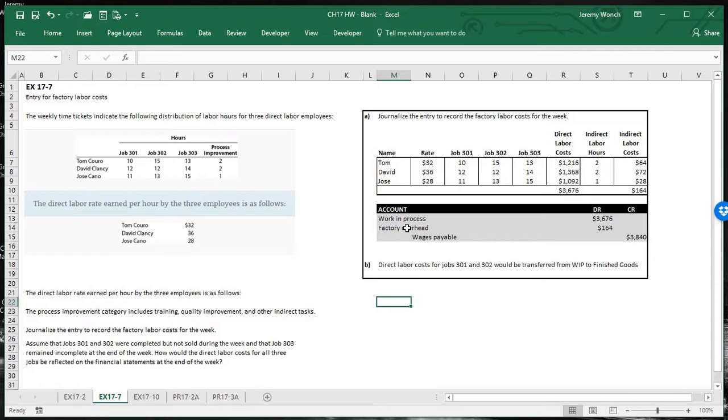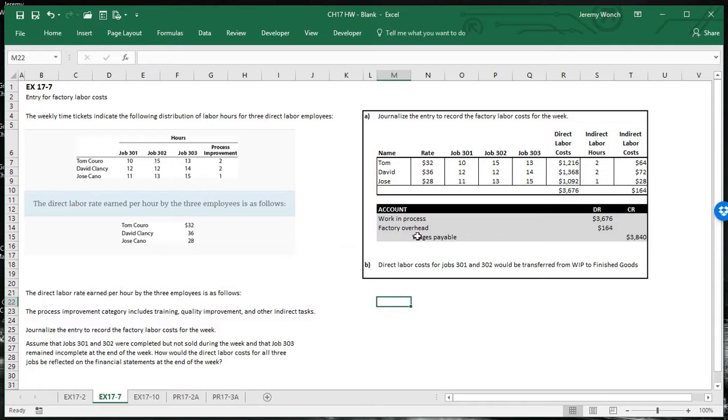Now there's a second step to that, where as we are working on goods, we use a predetermined factory overhead rate, and we apply factory overhead. What we're actually doing is taking a guess at what our factory overhead costs are going to be, and then we apply it to our product. When we apply it, it's coming out of factory overhead and into work in process.